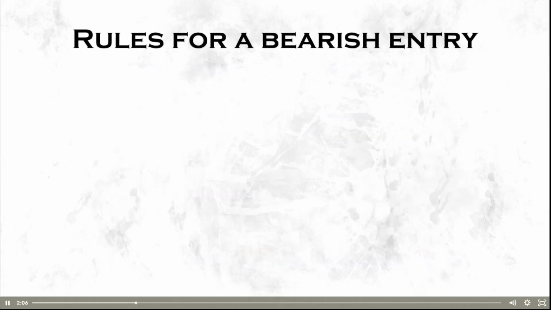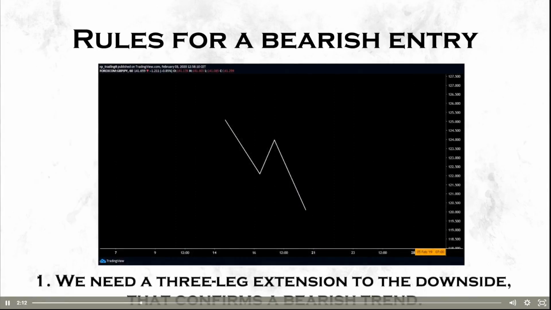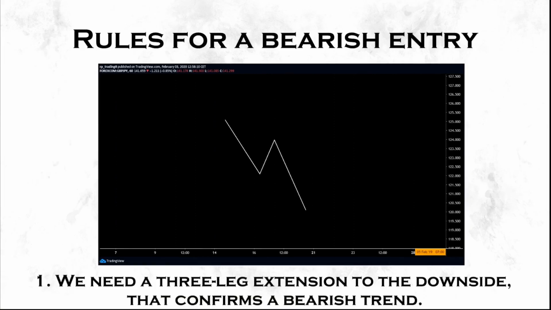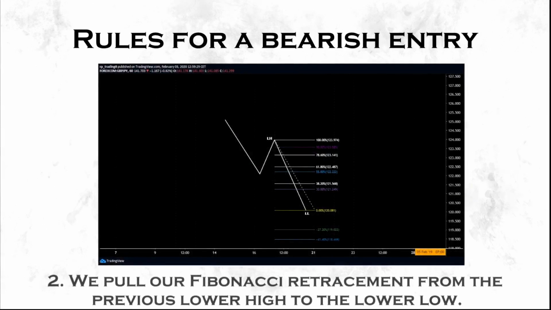Now we have some rules for bearish entry, which are pretty much the same, just the opposite. So first rule is we need a 3-leg extension to the downside, that confirms a bearish trend. Then the second rule is we pull our Fibonacci retracement from the previous lower high to the lower low.